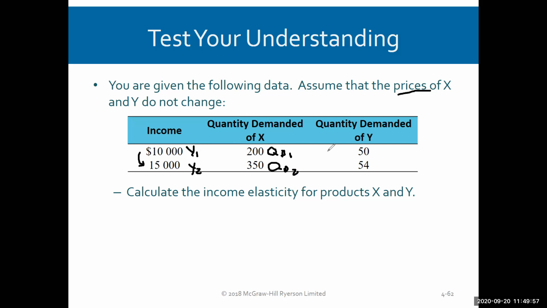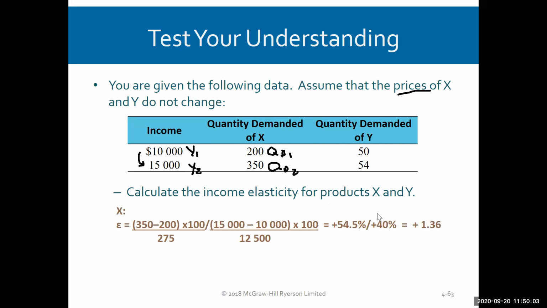So when we calculate income elasticity for the first one, we take QD2, which is right there, 350, minus QD1, 200. 350 minus 200 divided by 275, which is the average quantity. But then you have to go Y2 minus Y1, and I'm emphasizing that on purpose. 1500 minus 10,000, so you're doing the 2 minus 1. 1500 minus 10,000 divided by the average, 12,500, times 100. Those would cancel in yours. You don't need to have them as long as you're doing it all at once. And we get an income elasticity of 1.36.